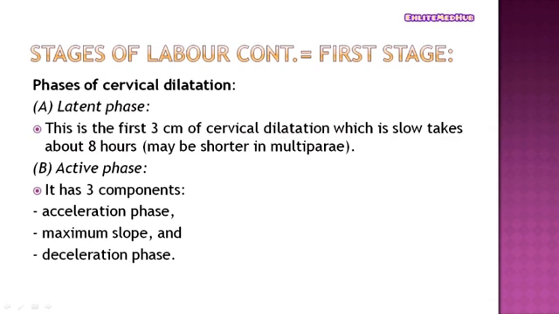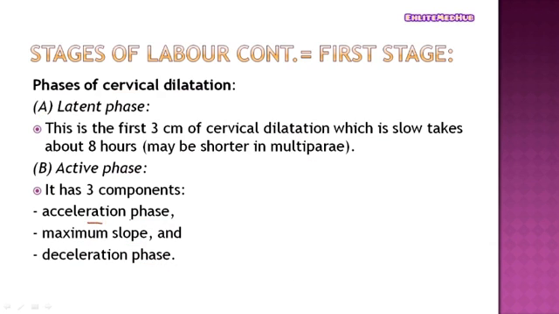So let's move to the phases of cervical dilatation. We have A, which is the latent phase. This is the first 3 cm of cervical dilatation, which is slow, takes about 8 hours, may be shorter in multipara. B is the active phase, which has 3 components: acceleration phase, maximum slope, and deceleration phase.